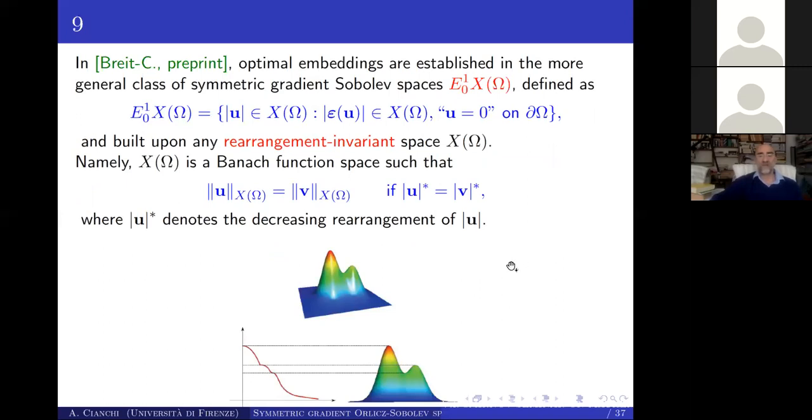So here there is a picture of how to build a rearrangement of a function. You start with an n-dimensional function, and you end up with a one-dimensional function, which is depicted in this red graph here. And the link between the two is that this one-dimensional function is decreasing, and the measure of each level set of this function here, the one-dimensional level measure, is the same as the n-dimensional level measure of the original function that was there. So integrability properties are preserved under this operation of rearranging.